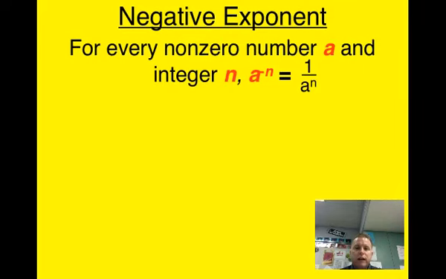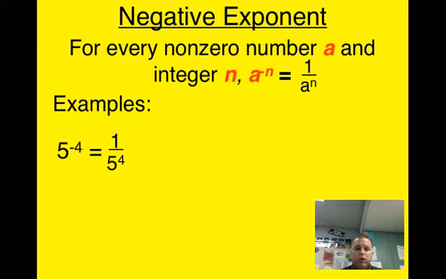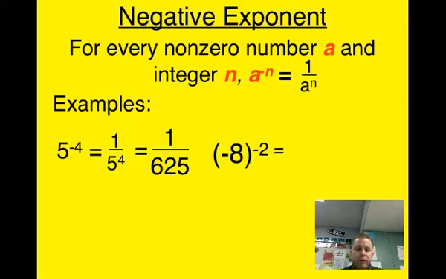So for every non-zero number a and integer n, a to the negative n is equal to 1 over a to the n. Examples: if I have 5 to the negative fourth, that would be 1 over 5 to the fourth, which we could simplify as 1 over 625. If I have -8 to the negative second, that would be 1 over -8 to the second. -8 times -8 would give me 1 over 64.